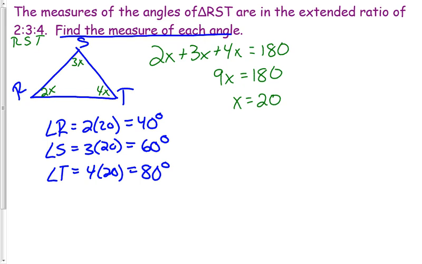And again, how you can check, add up these three angles. The sum should be 180 degrees. If it's not, you made some type of a calculation error somewhere.